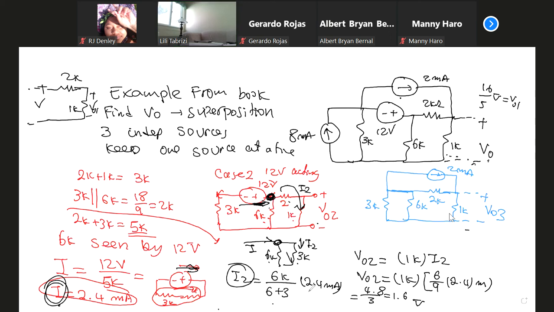Sorry, I was talking about V naught 2. After you find I2, you have to find V naught 2, because the question asks for this voltage. V naught 2 is equal to I2 times 1K. First you find I2, and then current times 1K is equal to the voltage. So you put V naught 2 on the side: V naught 2 equals 1.6 volts. Any question about this?